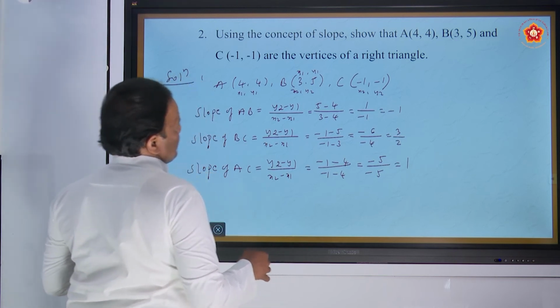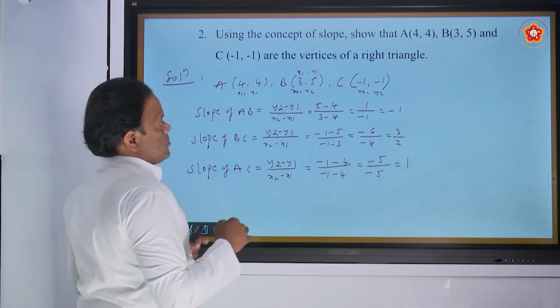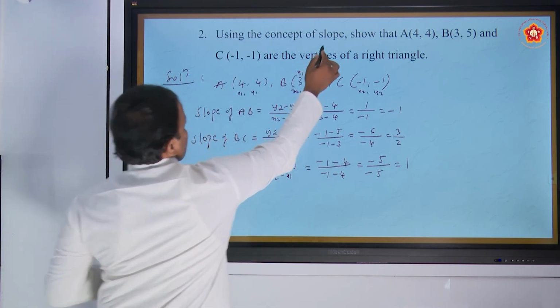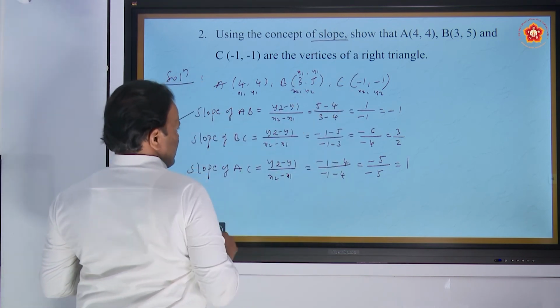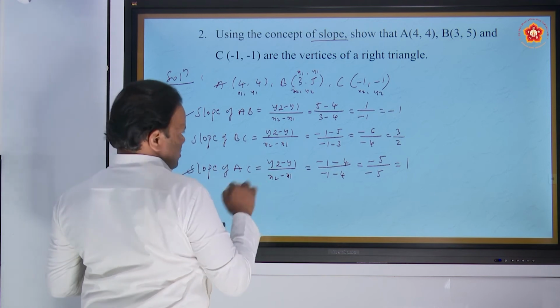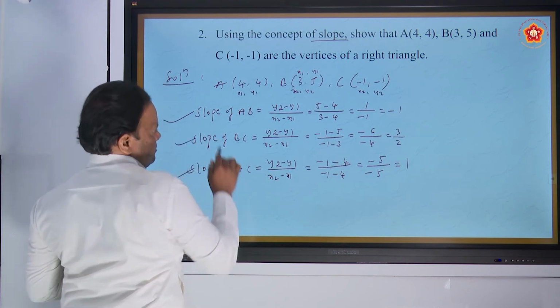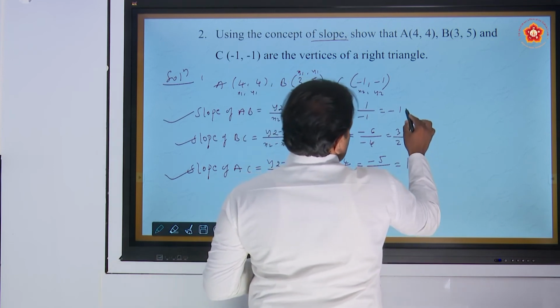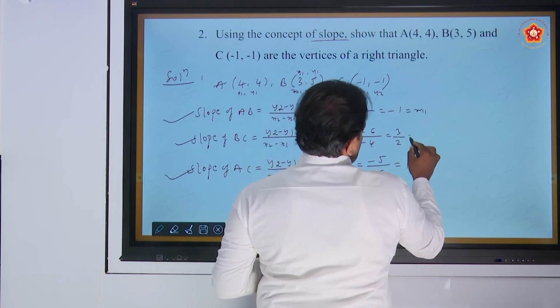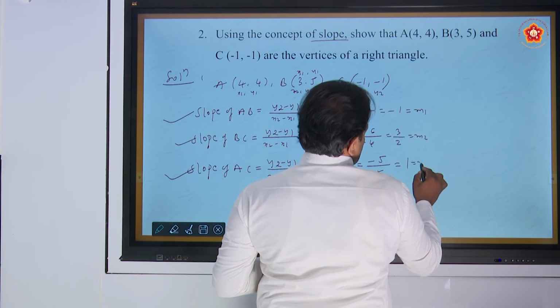So observe here, we find all three side slopes because using the concept of slope is given here. Use the slope only, don't use the Pythagoras theorem. Slope of AB is minus 1, slope of AC is plus 1, and this is 3 by 2. So I call this M1, this is M2, this is M3.